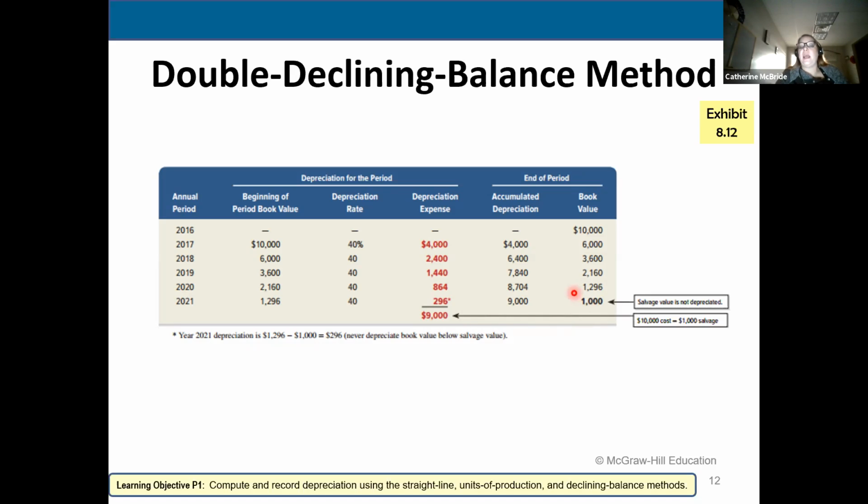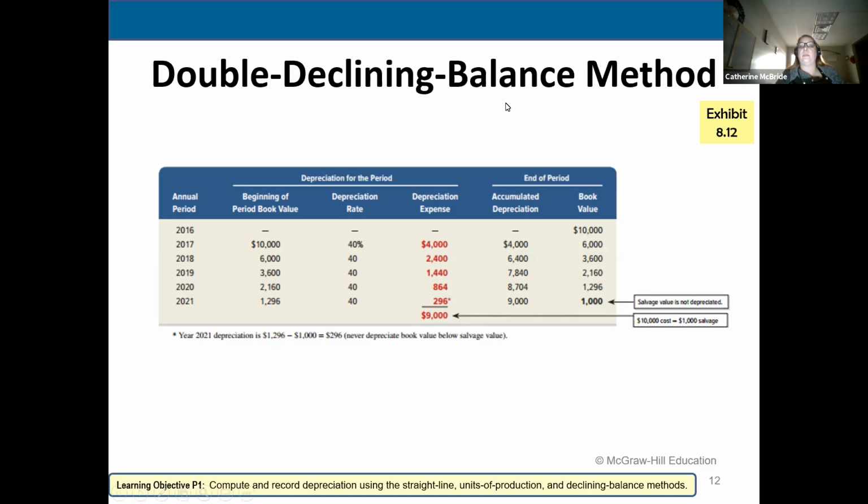So if we have $1,296 in our book value, the most we can subtract is $296 because we have to end with $1,000. So for the last year, we're going to take this $296. That is our depreciation expense. We have to plug that in. That gives us accumulated depreciation of $9,000, and now we end with a book value of $1,000 and total depreciation expense of $9,000. So you're always going to have to manually adjust when you get toward the end and make sure that you do not go below that salvage value.